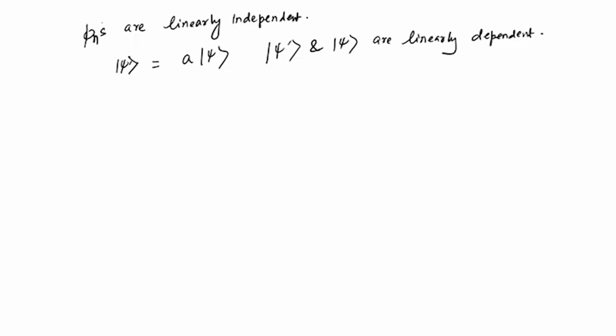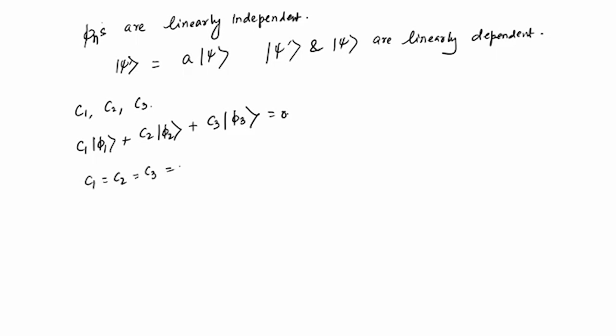So, what we mean by independent is that, suppose we are just talking about a three-dimensional space. So, there are C1, C2 and C3. So, there is C1 phi 1 plus C2 phi 2 plus C3 phi 3 is equal to 0. Okay. So, if this is true, then C1 equal to C2 equal to C3 equal to 0. So, that tells you that these basis vectors are linearly independent.